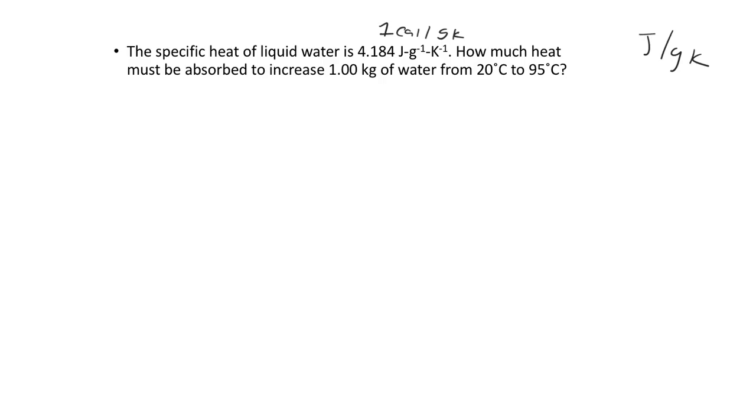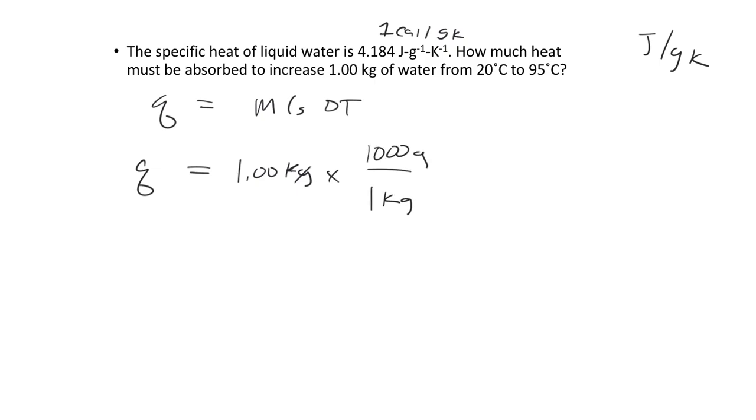Okay, we're asked how much heat must be absorbed to increase a kilogram of water from 20 degrees to 95 degrees C. This should just be an equation where we plug in Q equals m c_s delta T. We just have to keep track of units. If I have a kilogram and my specific heat is in grams, I have to convert my kilograms to grams. Sometimes if I neglect writing units, I may miss this. A kilogram is exactly 1,000 grams. Then I can use my specific heat.